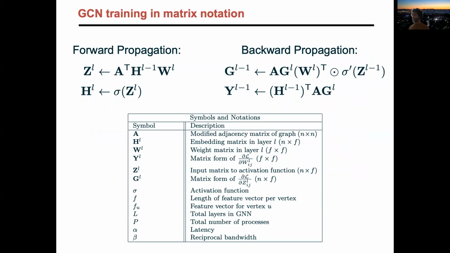If you are good at calculus, and especially vector calculus, and apply the chain rule repeatedly, then you'll get that the forward propagation looks like this formula, where you have the adjacency matrix, the embeddings H, and some mixing matrix.